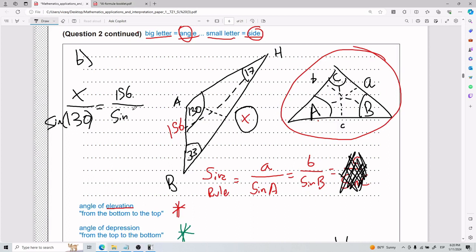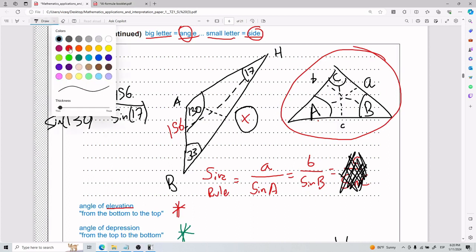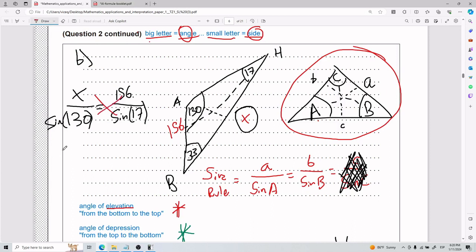The second pair is going to be side 156 with sine 17. That means that if I want to get x alone, I cross multiply to both sides. I end up with x times sine 17 equals 156 times sine 130. That means that x equals 156 times sine 130 divided by sine 17.